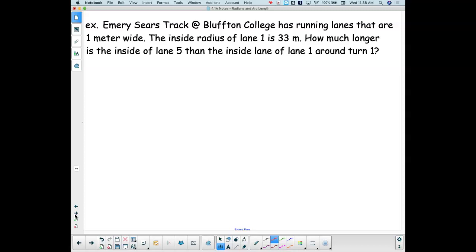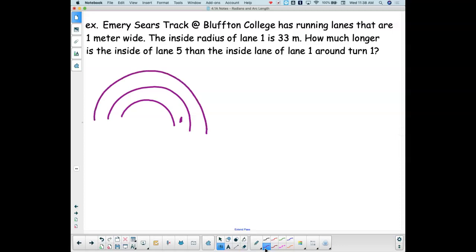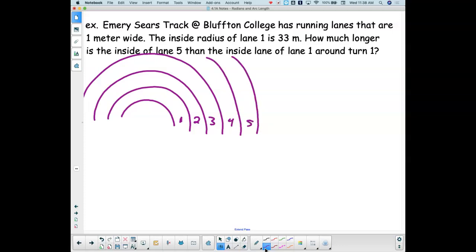Cool, see if we can draw a picture. Track, college. I can't see the track from our room out the window. But if I think about lanes on a track, I know what turns of a track look like. The inside one kind of looks like this. There's a turn. And then if I have lane 1, that looks like a lane 1. Another one looks like a lane 2, another one a lane 3, and I think they wanted to go all the way out to lane 4, and then lane 5.